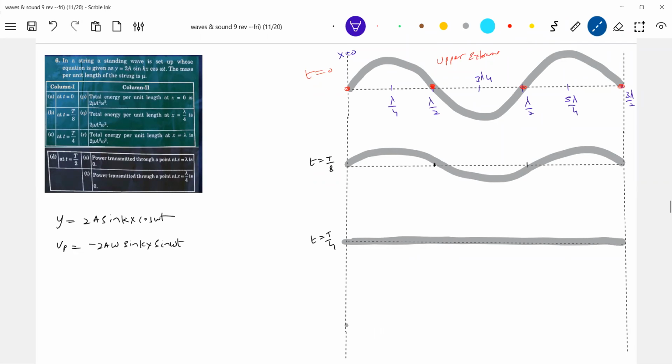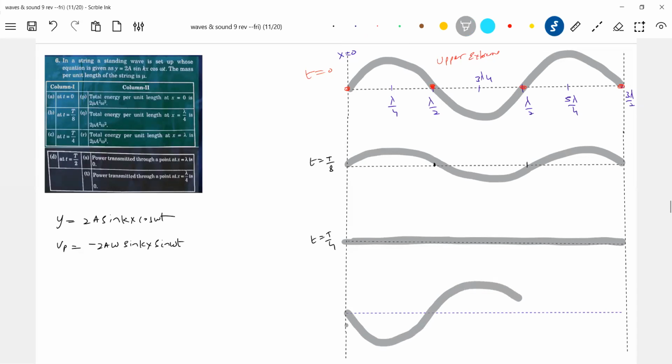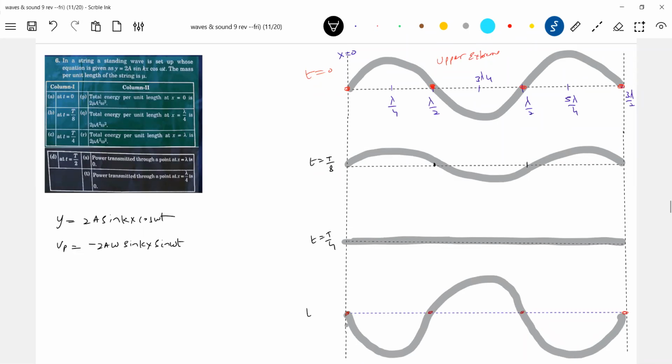Okay, I think now I'm in a better position. Let's come for now. So it should be like this. Node, node, node. Very beautifully, he is trying to cover the concepts of the standing wave. I think this is for half cycle.